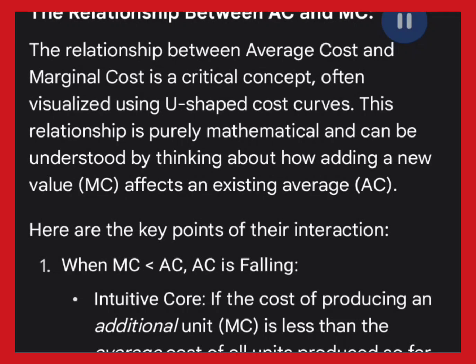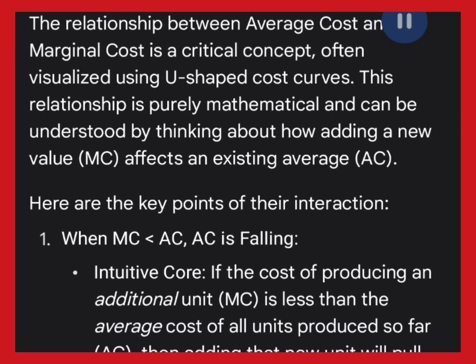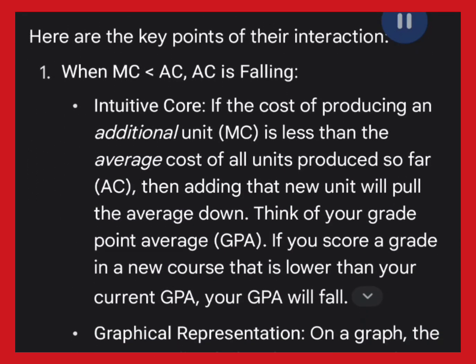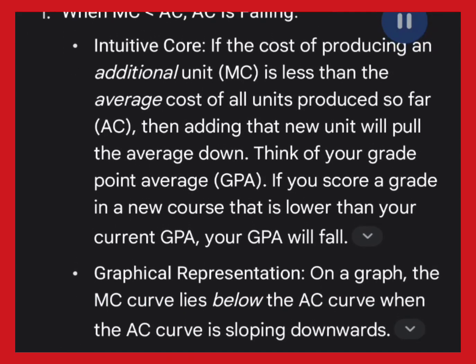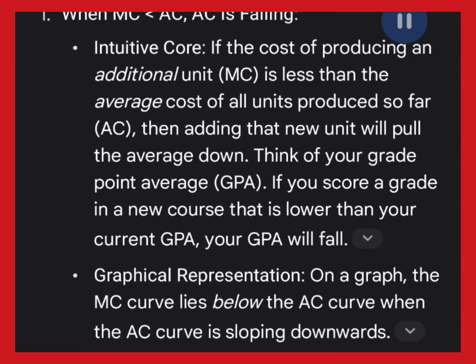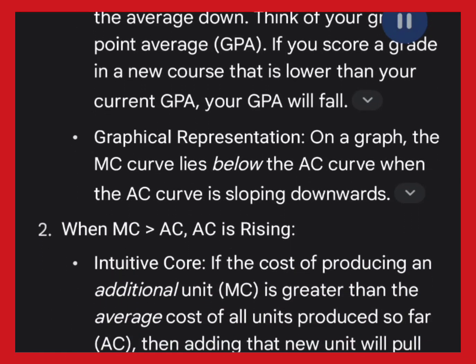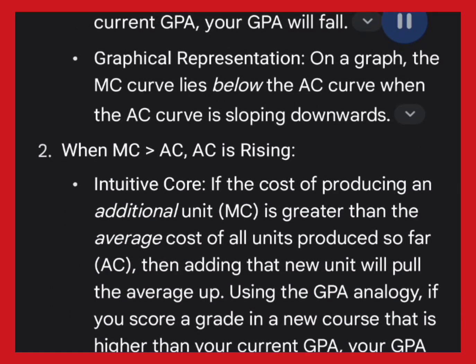1. When MC is less than AC, AC is falling. Intuitive core: if the cost of producing an additional unit, MC, is less than the average cost of all units produced so far, AC, then adding that new unit will pull the average down. Think of your grade point average, GPA. If you score a grade in a new course that is lower than your current GPA, your GPA will fall. Graphical representation: on a graph, the MC curve lies below the AC curve when the AC curve is sloping downwards.